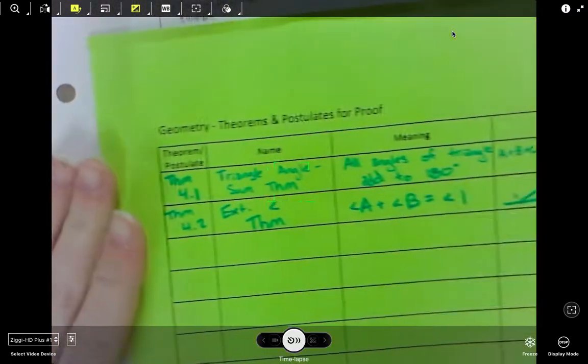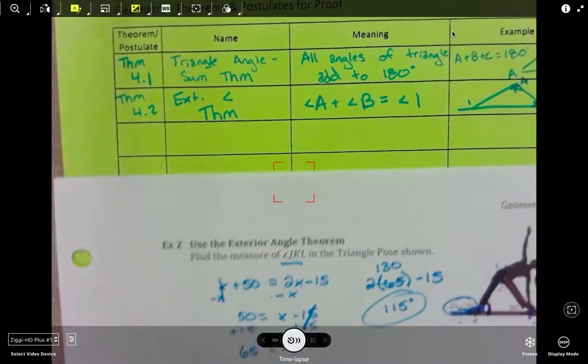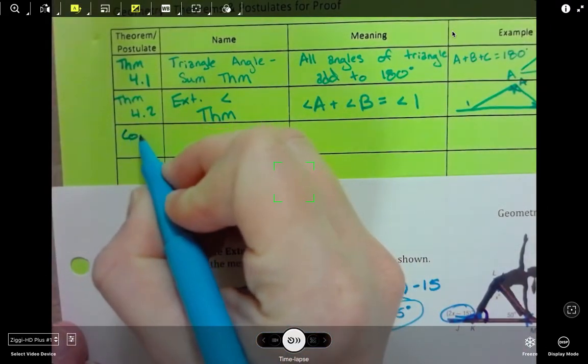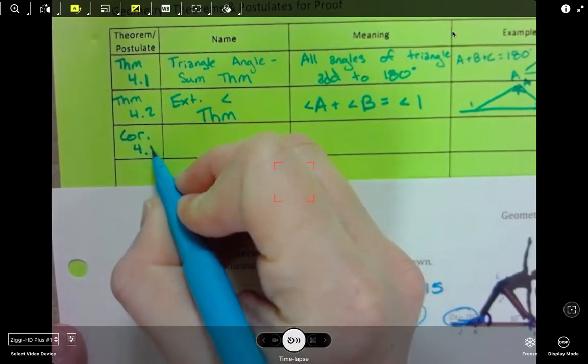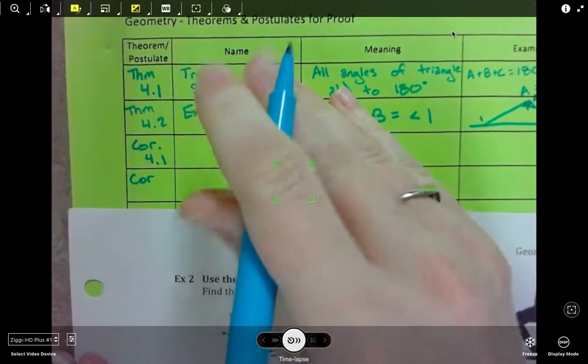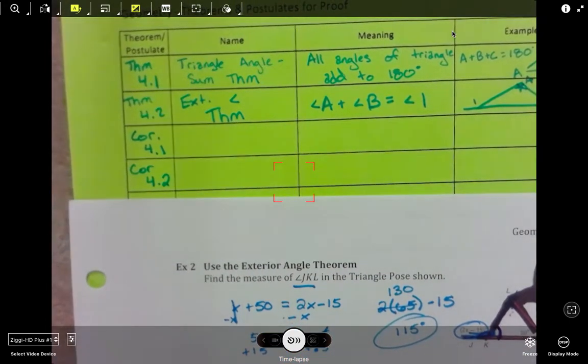So corollary. I'm going to abbreviate that as COR, and this is COR 4.1 and COR 4.2. All right, so corollary 4.1. Let's read what it says.